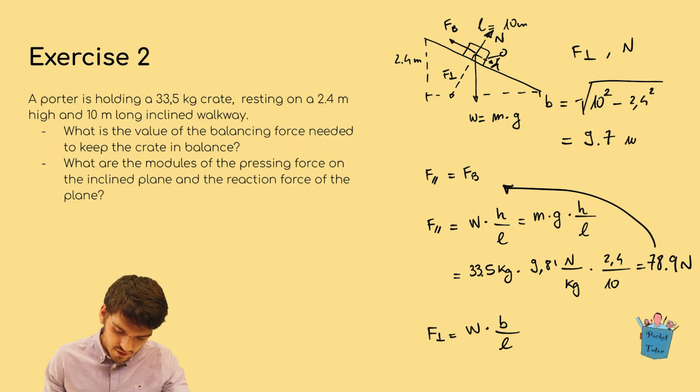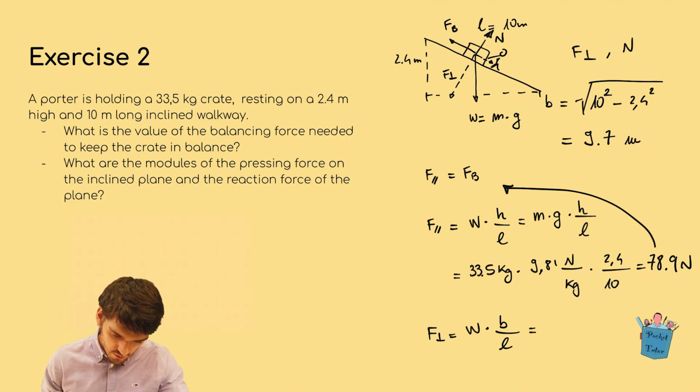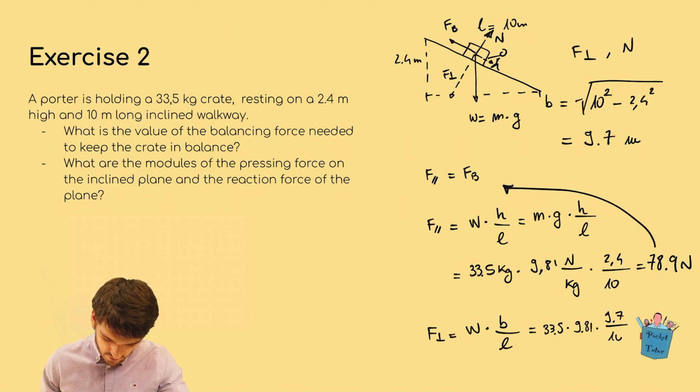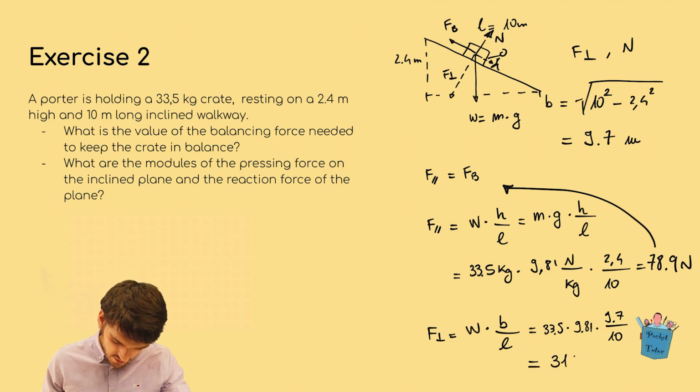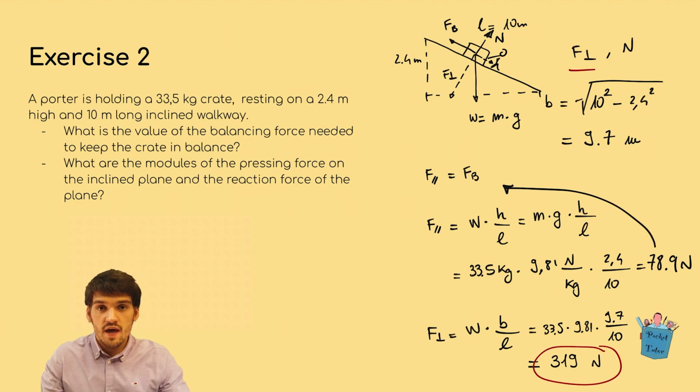And this one is equal to 9.7 meters. And this means that the perpendicular force will be equal to 33.5 times 9.81 times 9.7 divided by 10, which will be equal to 319 newtons, which is both the modulus of the perpendicular force and also of the reaction force given by the plane, which answers the second question.